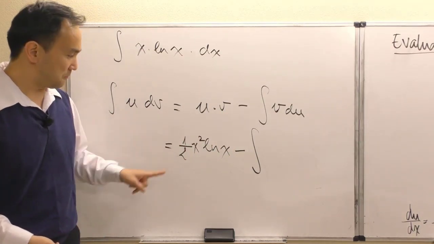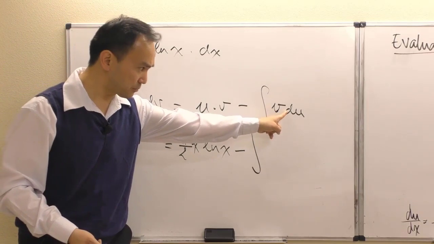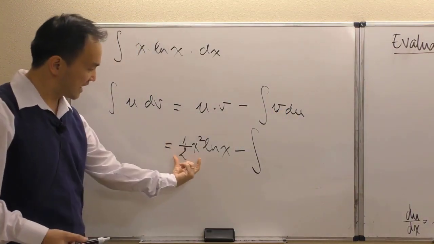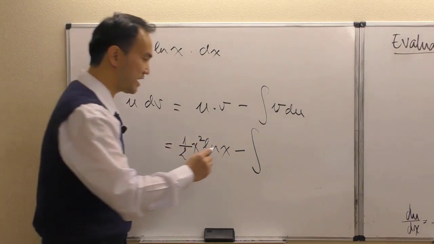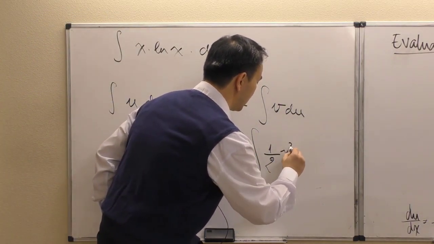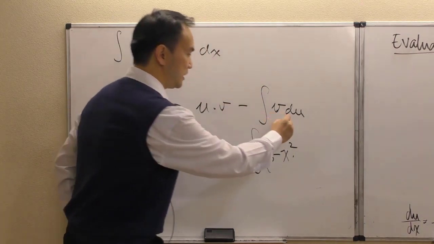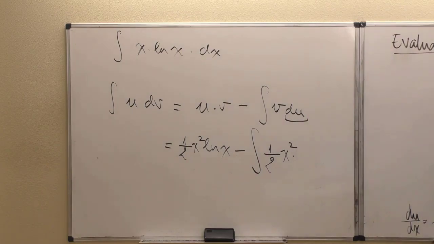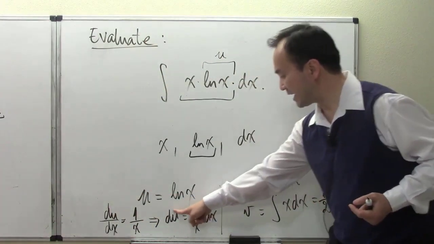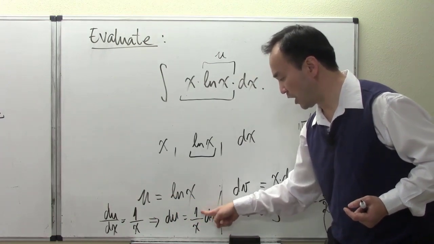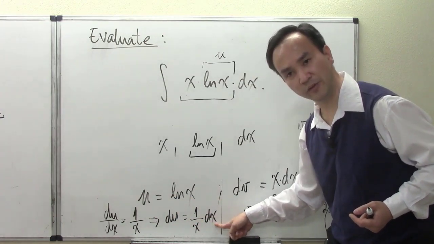And so v again, and it's a product of course, so v times du. So v was that 1/2 x squared, so I am going to put that in, 1/2 x squared, in product with du. But this du, we found that du is equal to this differential expression right here, 1 over x times the differential dx.